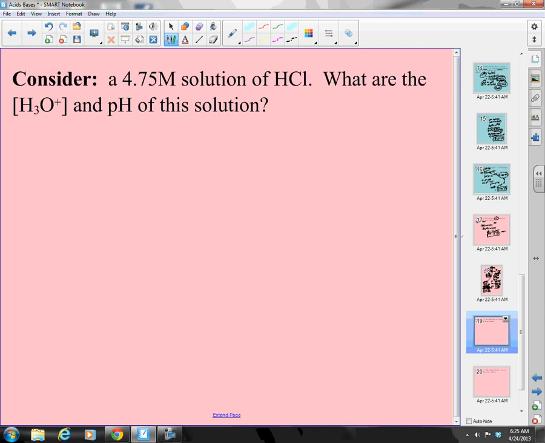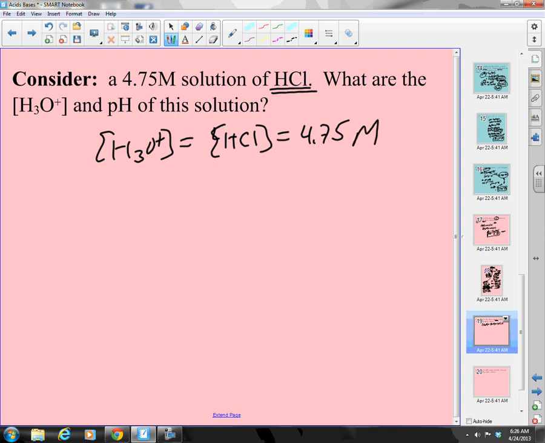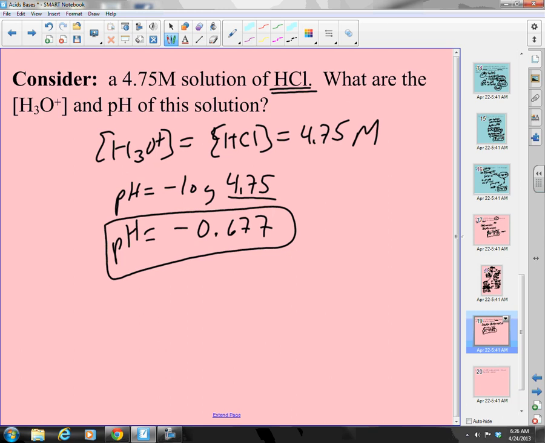Well, this should be easy, right? I have a strong acid, HCl. My hydronium concentration should equal my HCl concentration, which is 4.75 molar. So my pH is going to be equal to the negative log of 4.75, and my answer is negative 0.677. With 3 sig figs, I need 3 decimals. That's my pH.